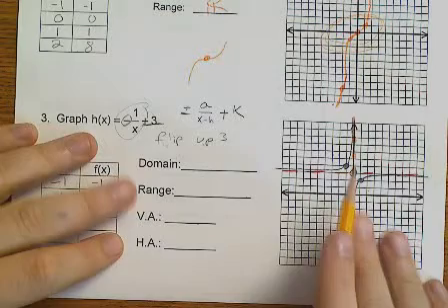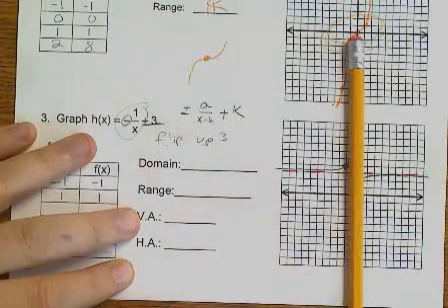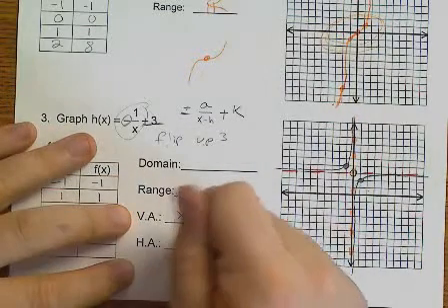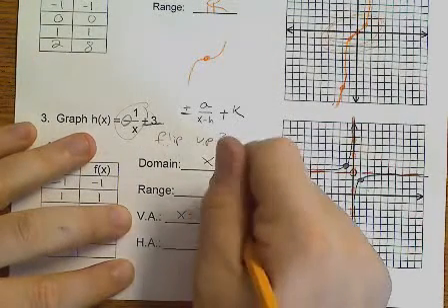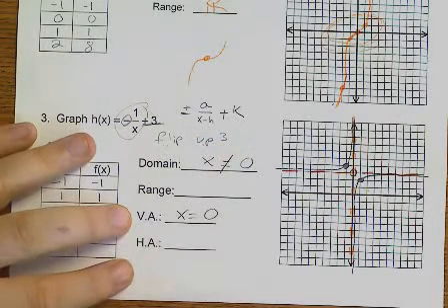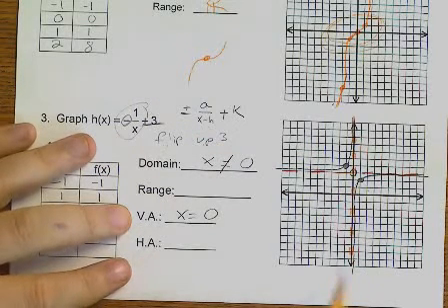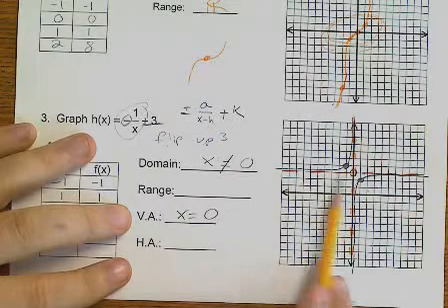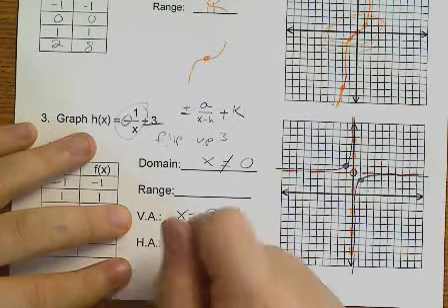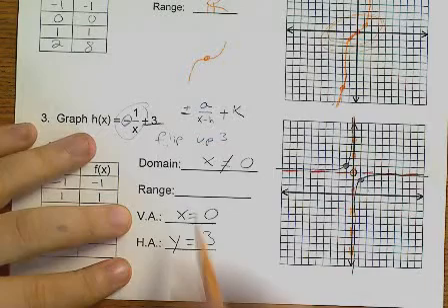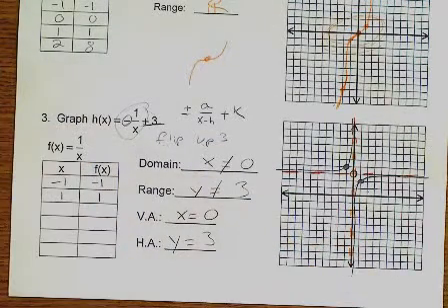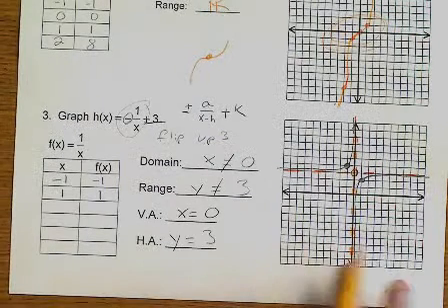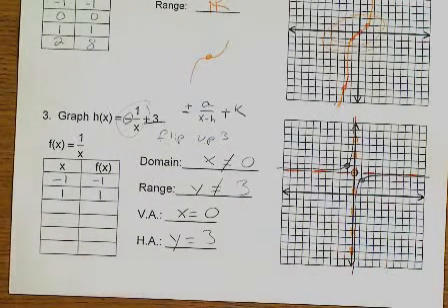Our vertical asymptote, this one goes up and down. Well, that's still at x equals 0. Which means that in our domain, x cannot equal 0. Our range, well, we have an asymptote at y equals 3, which means that y cannot equal 3 for our range. So that's what we do when we have a rational function.